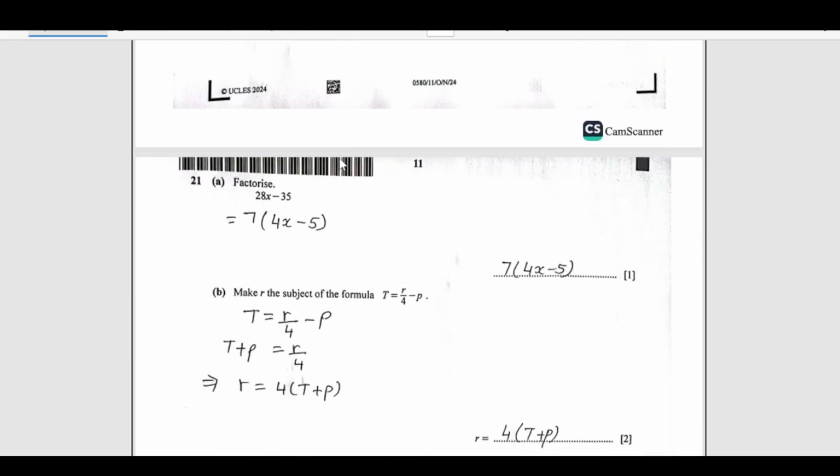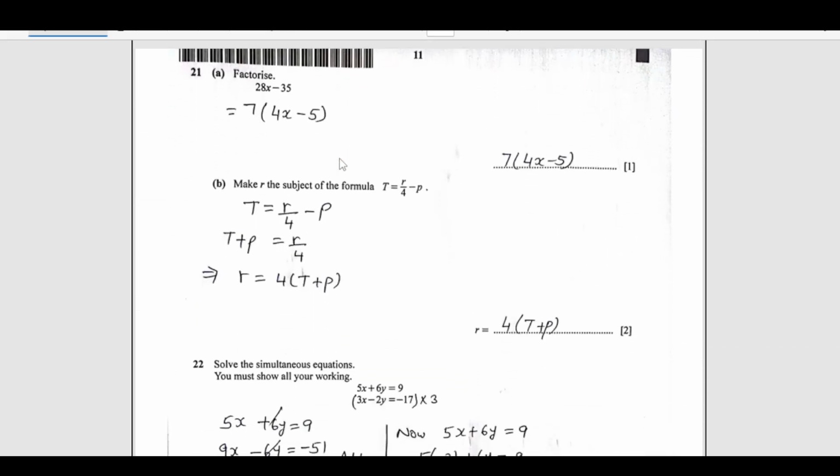Okay. Now number 21, factorize this. So first of all, we will see the numbers. We have 28 and 35. So 7 divides both of them, so 7 into 4x minus 5, right. Make r the subject. So t is equal to r over 4 minus p, p is shifted to the other side, t plus p equals r over 4, and r is equal to 4 times this. So this is the answer.